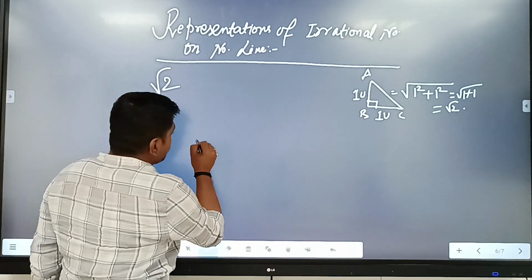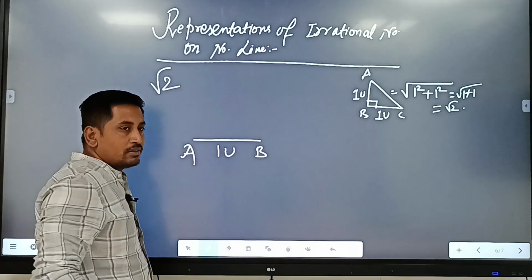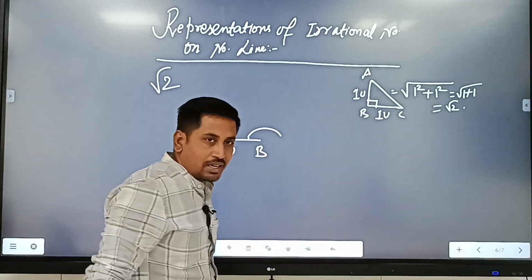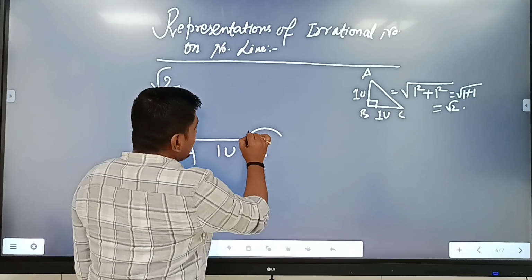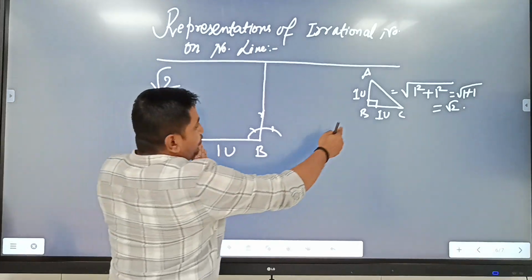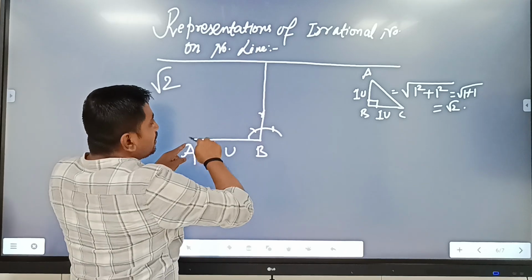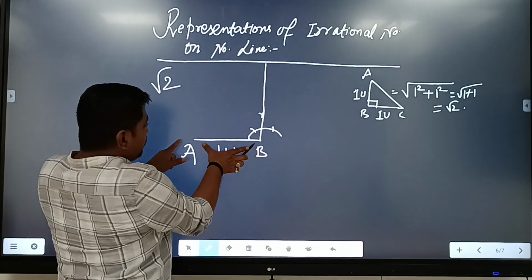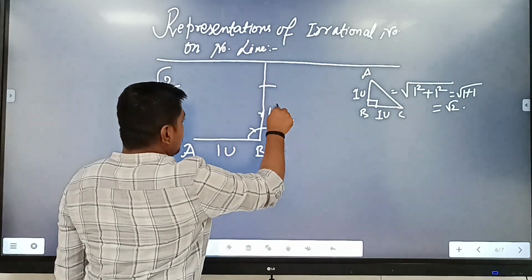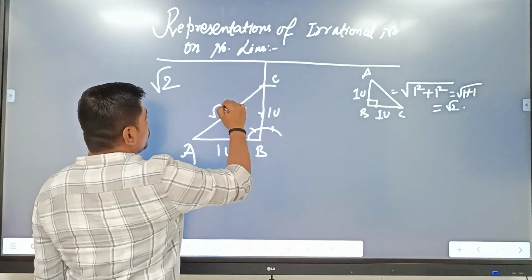Clear? So now let us draw a line AB of 1 unit. Now what we do, we will make a right angle triangle. As you can see now, we have drawn a right angle triangle over here. So at B, let me draw a right angle. By drawing a right angle triangle, we have taken the base and the perpendicular as 1 unit, so that it has given the hypotenuse value as root 2. So let me measure the arc AB as 1 unit and mark it as 1 unit more over here. Now join AC. Now this is root 2.